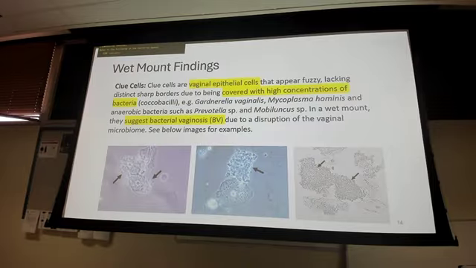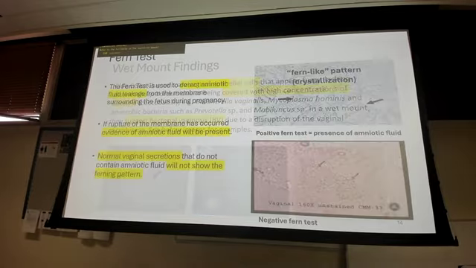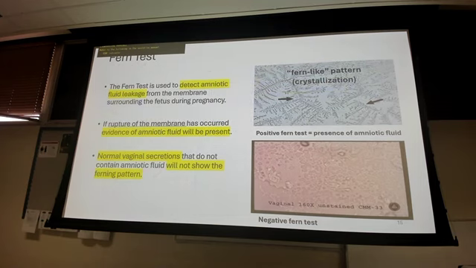All right, so what are these representations of? Include cells are indicative of what? BV. And how would you collect these? On a wet mount, essentially. Fern testing. Fern testing tests for what? Amniotic fluid. It can only be found on what type of women? Pregnant women. All right.